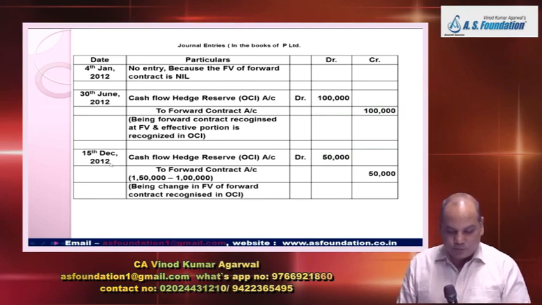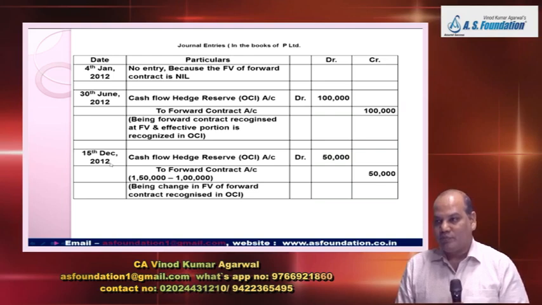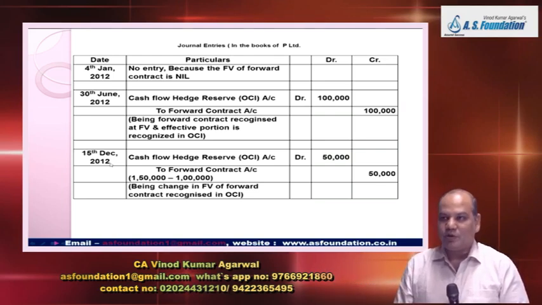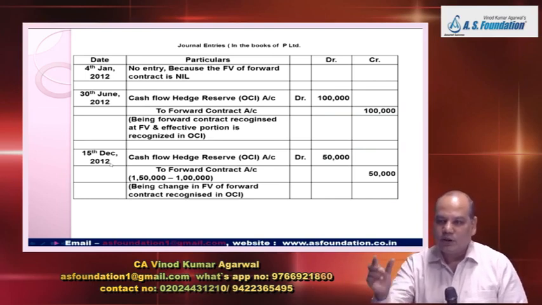The fair value of forward contract has moved from minus 1 lakh to minus 1,50,000. This time it is loss on both the occasions. Previous problem, loss on the first occasion, gain on the second. But this time loss. So pass the same entry for the difference amount.